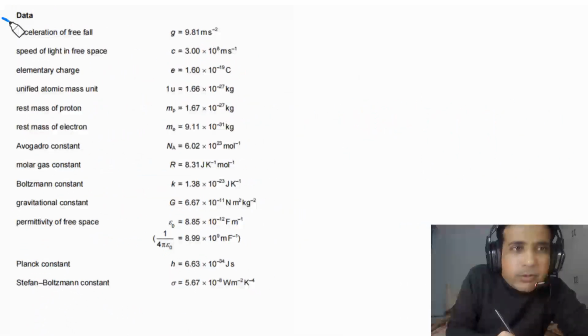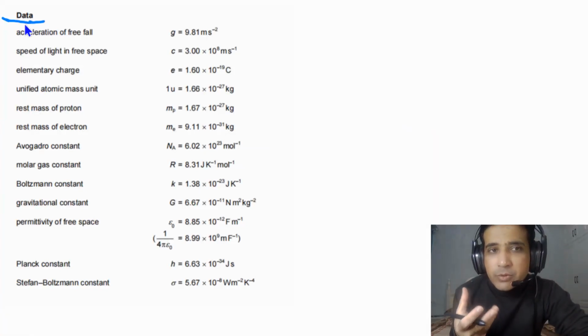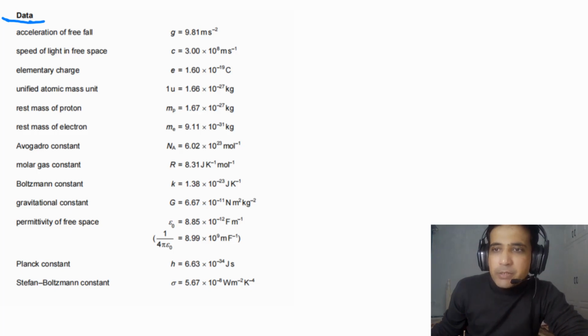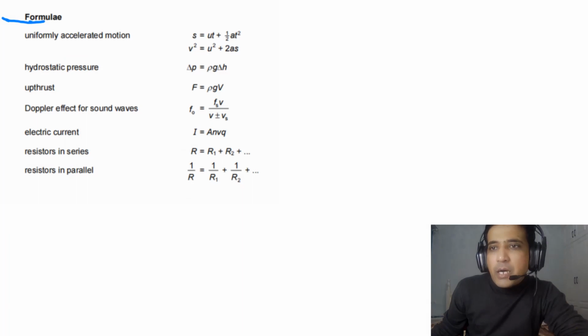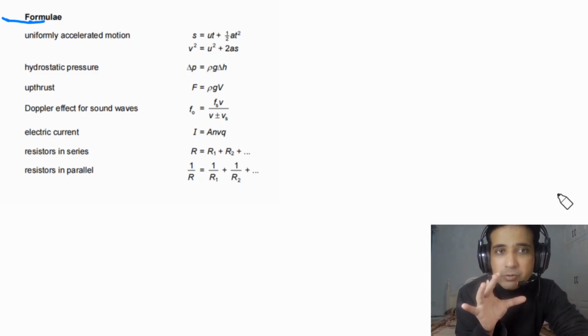On the next page, you can also see some data, the values of some constants are given to you. If you need the value of any constant for some calculations in your exam, you can come back to this page and find the values. On the same page, some formulae are also given to you. These are not all the formulae you need for AS physics, but some are given. So if you have forgotten any formula, you can come back to this one and recheck.